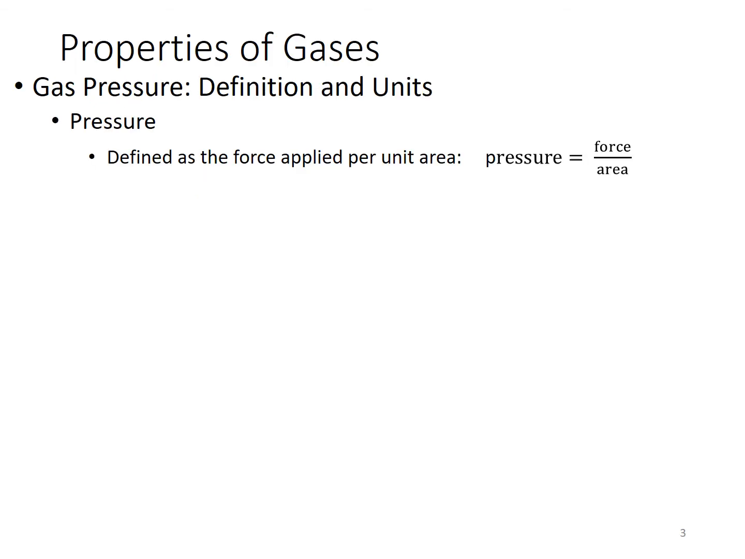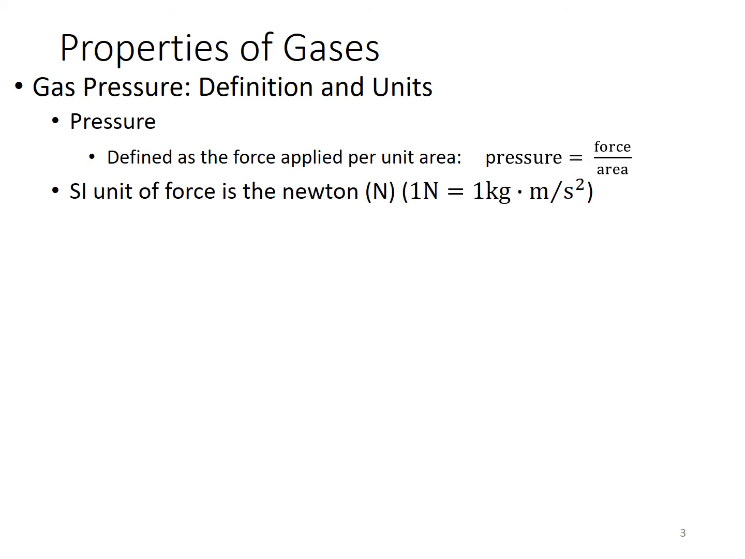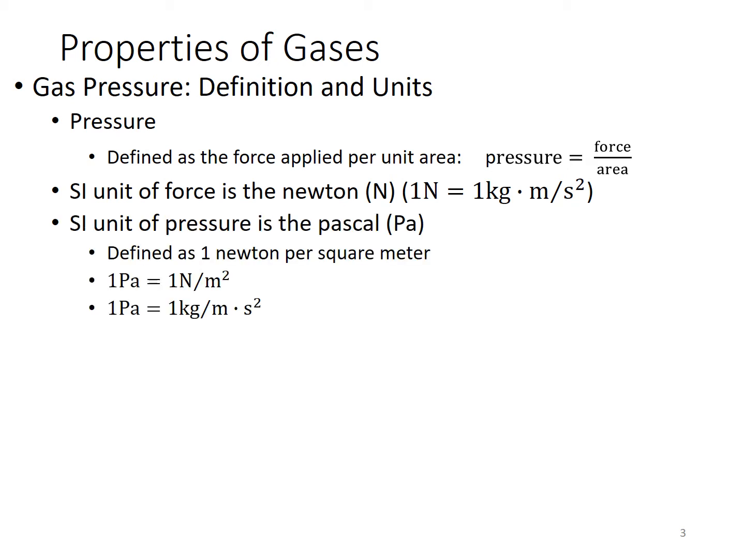So the definition of pressure, it's a classic physics definition, is a force divided by an area. So force divided by an area. There's an SI unit for a force, and that is a Newton. A Newton is a kilogram meter per second squared. And the SI unit of pressure is the Pascal. It's defined as 1 Newton per square meter.